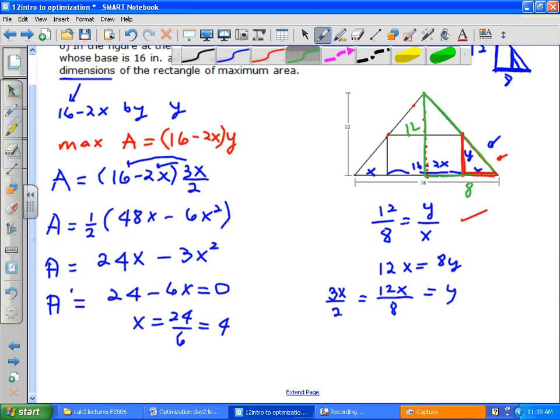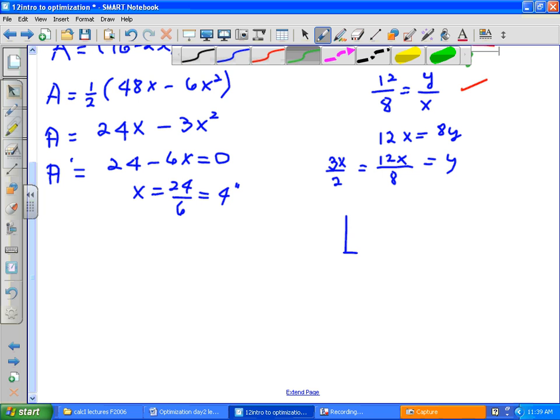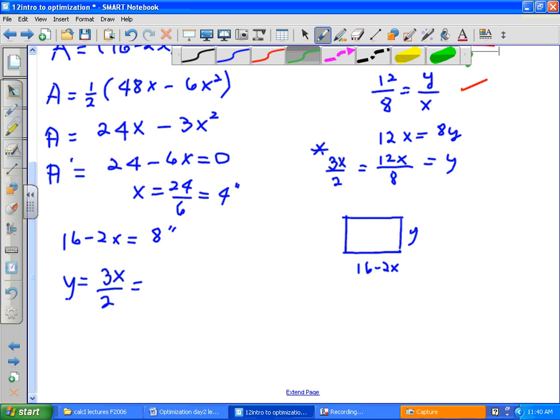And what about the units? Everything was in terms of inches. Now remember that x is not one of the sides of our rectangle. Our rectangle was 16 minus 2x on one side and y on the other side. So now that we have x, let's also find out what is 16 minus 2x, which will be 8 inches. So that's one side of the rectangle, and the other side, which is y, which based on this was 3x over 2. And since x is 8, it'll be 24.